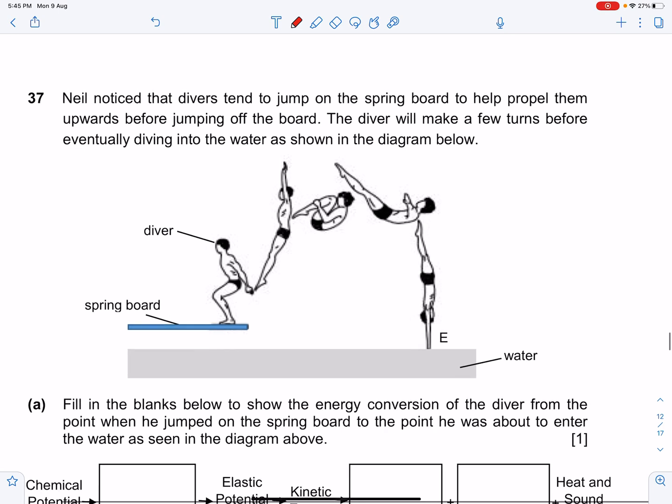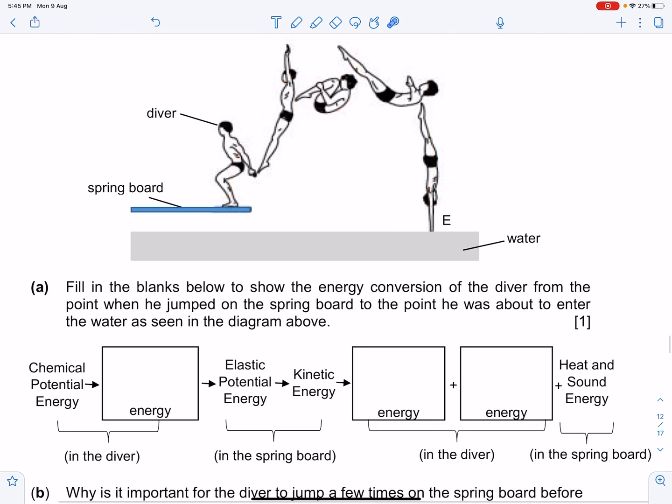Alright, next question. Now notice that divers tend to jump on the springboard to help propel them upwards before jumping off the board. The diver will make a few turns before eventually diving into the water as shown below. So from here, jumps up, turns, and goes into the water. Fill in the blanks to show energy conversion of the diver from the point where he jumped on the springboard to the point where he is just about to enter the water, as shown in the diagram.